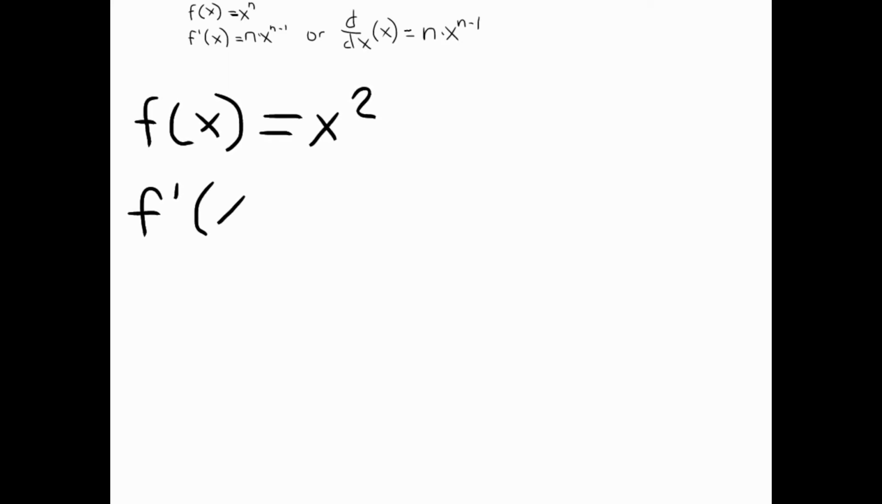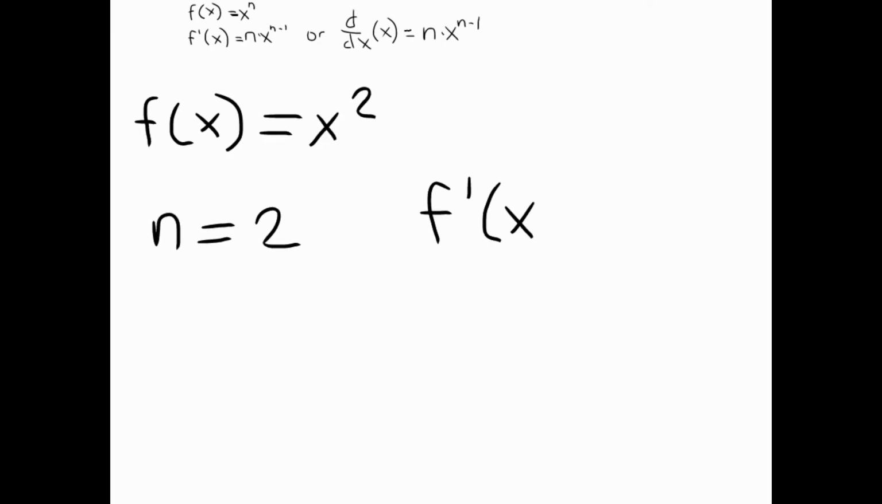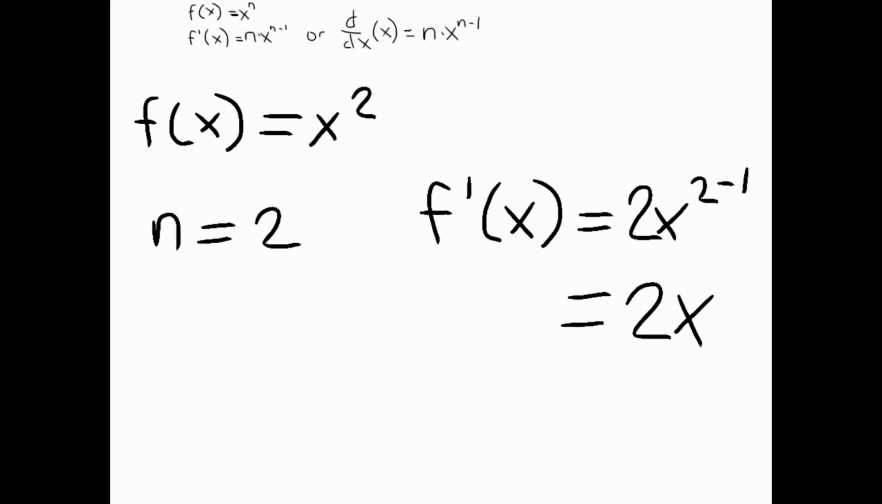So finding the f prime of x using the power rule, our n here is equal to 2. So f prime of x is equal to 2 times x raised to the power of 2 minus 1, or we can simplify it to 2x. And this is the result. f prime of x is equal to 2x. Let's proceed to another example.